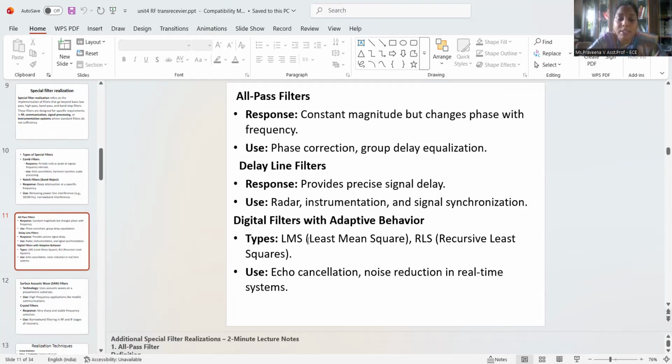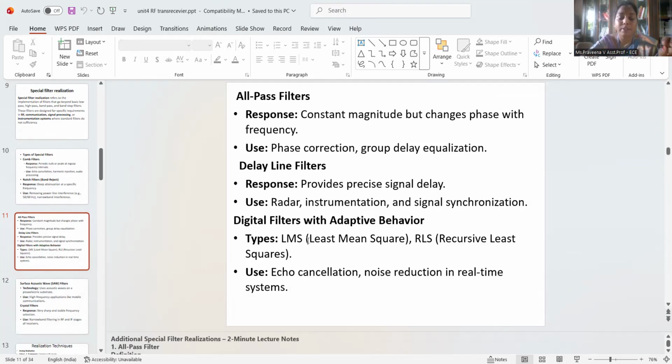The second one is the delay line filter. A delay line filter introduces a precise time delay to a signal before it is processed or transmitted. The applications are radar systems, instrumentation, signal synchronization, and communication systems.